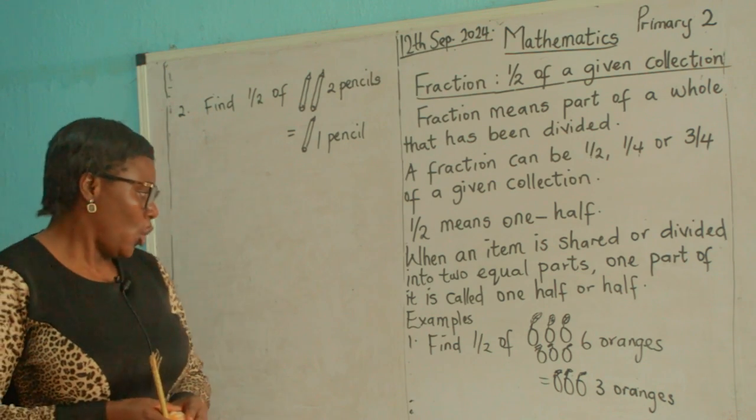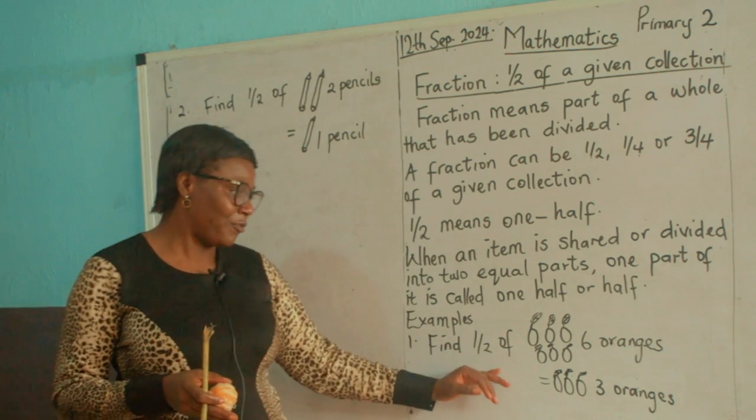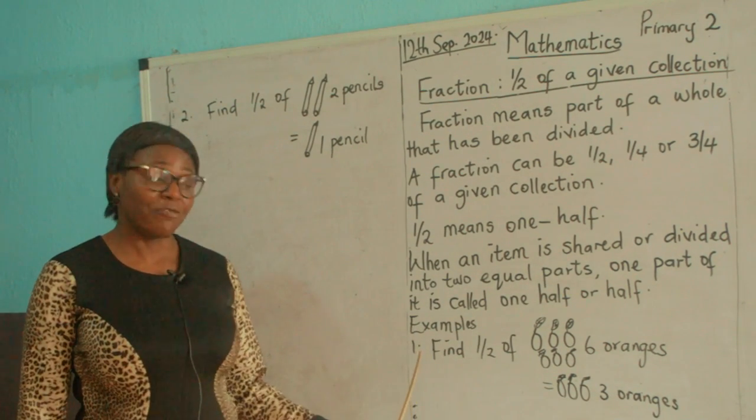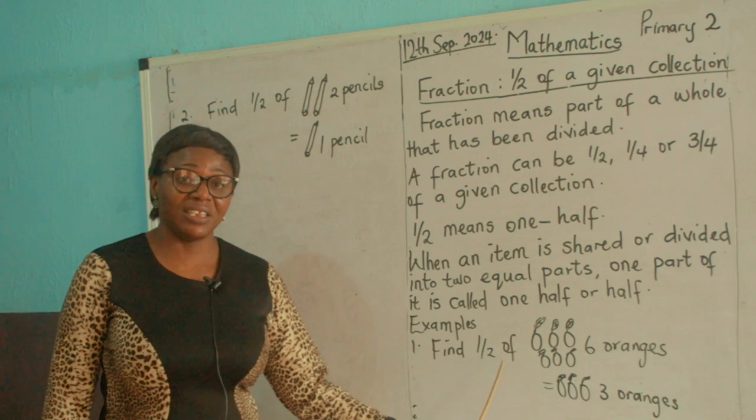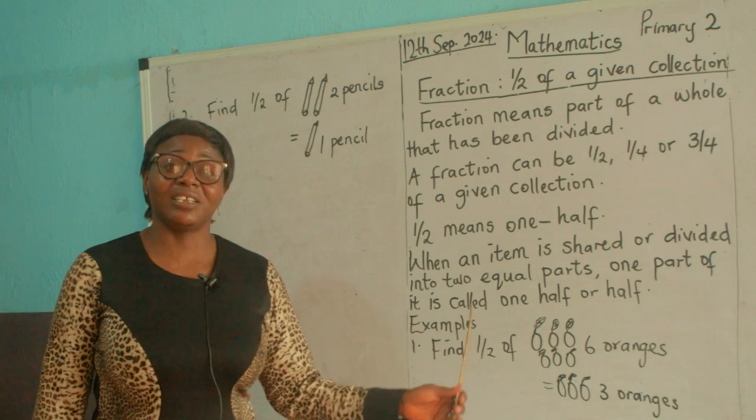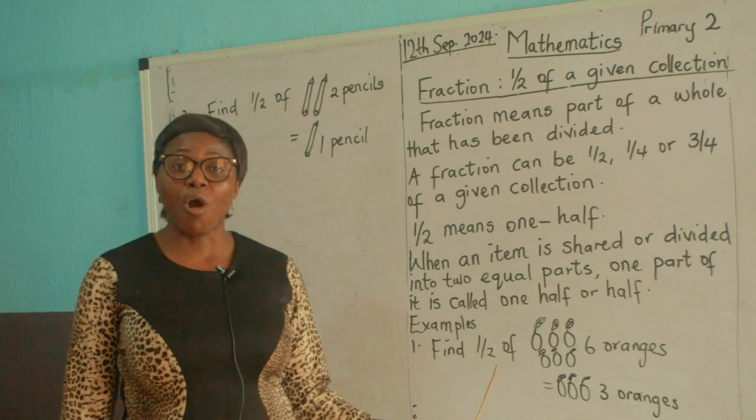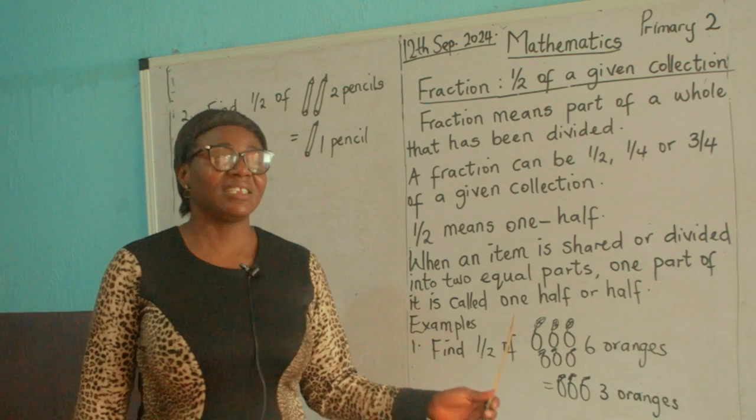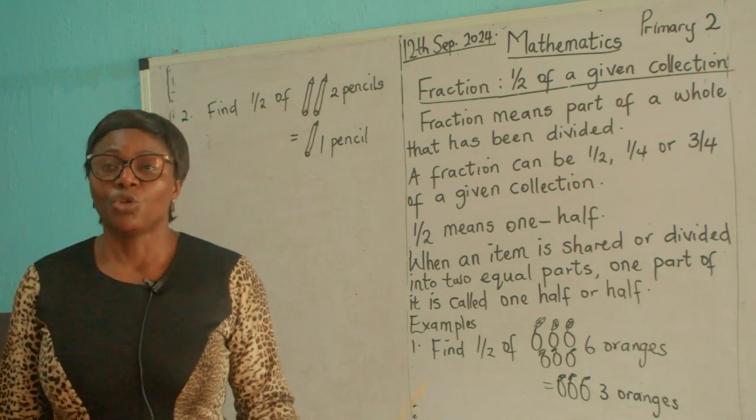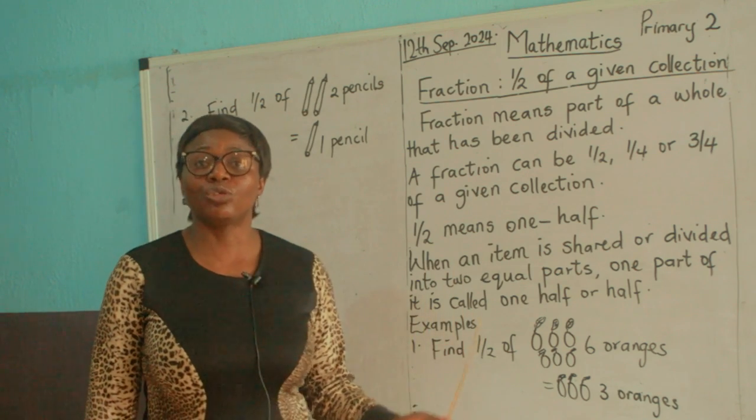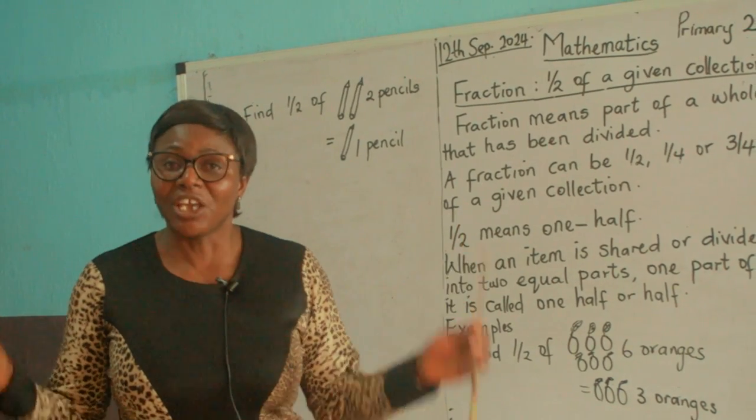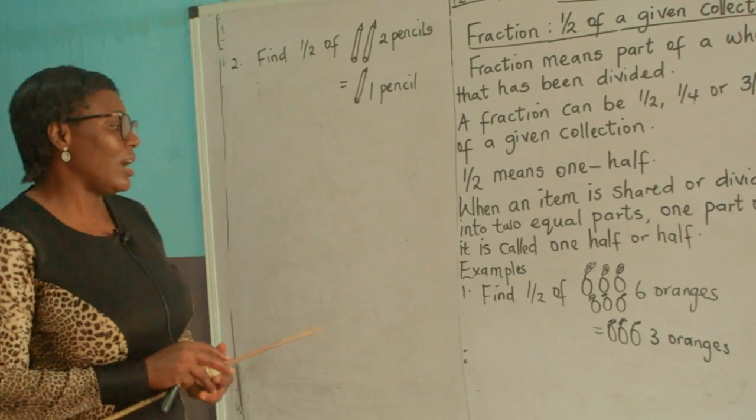If we go further, we are going to be looking at 1/2 of 6 oranges. Let's look at example number 1. Find 1/2 of 6 oranges. What this means is you are dividing the 6 oranges into two equal parts. Let's say we have two children sharing 6 oranges. You are going to share the 6 oranges into two equal parts in such a way that each child takes an equal number of oranges.